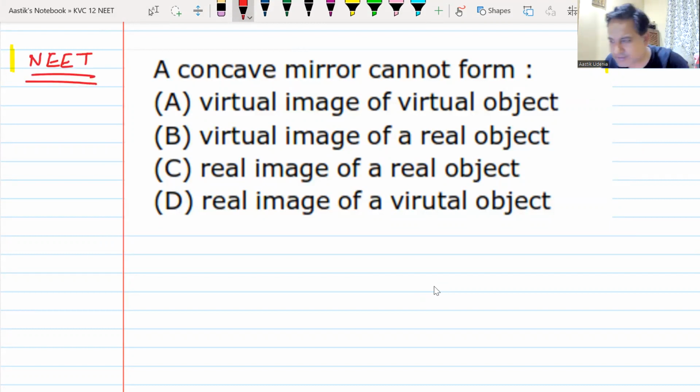But it's still NEET. A concave mirror cannot form... And these are the type of questions that you are going to get straightforward. Virtual image of a virtual object. See, you have redeemed yourself. Congratulations. This is how you redeem yourself.